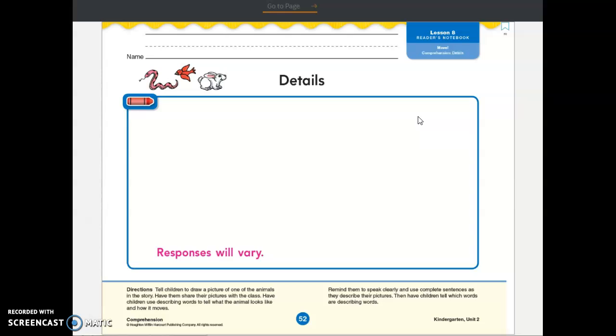If I wanted to draw the snake, I could draw a picture of the snake and then write the word slither on it. So just choose one of the animals from our story and write how it moves. The grown-up, of course, can help you spell the word. You can take a picture of this and send it to me if you'd like to, so that I can see it before you turn in your packet, or of course you can just leave it in your packet and I will look at it when you turn it in. So any animal from our story.